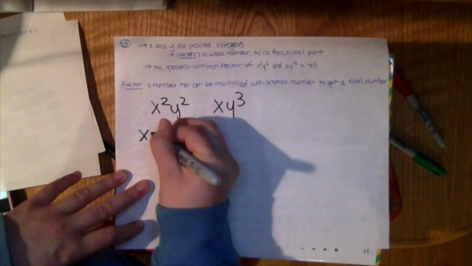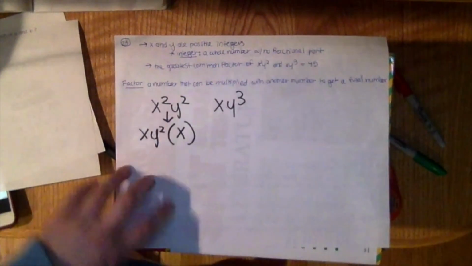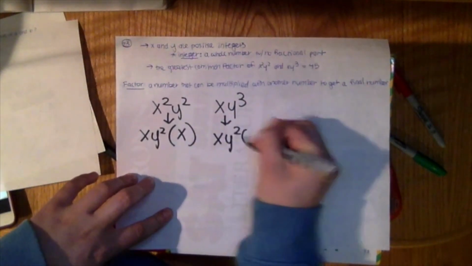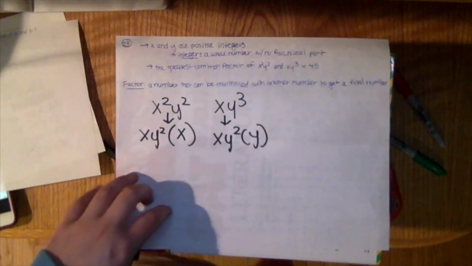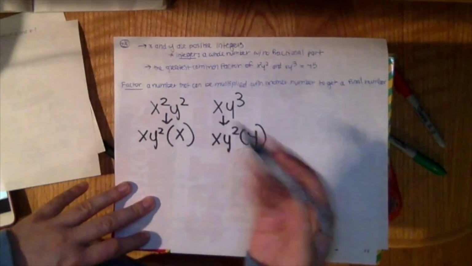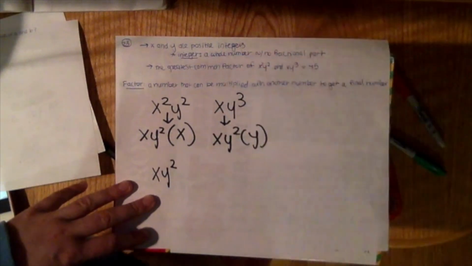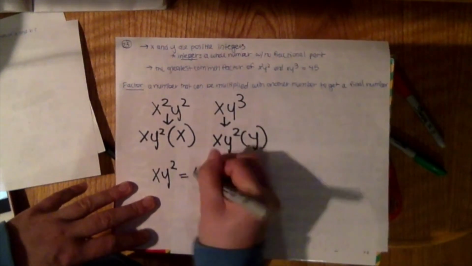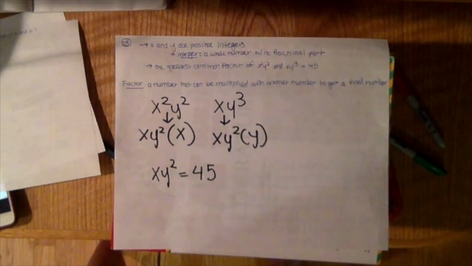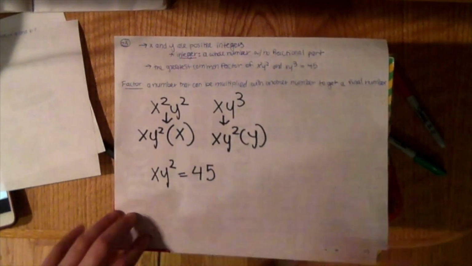So xy squared times x gives you x squared y squared, and xy squared times y gives you xy cubed. So that's the greatest common factor of these two numbers, which is equal to xy squared. So because we know the greatest common factor is equal to 45, we can say that this is equal to 45. All right, so now we're looking for two numbers, x times y, that will be equal to 45.